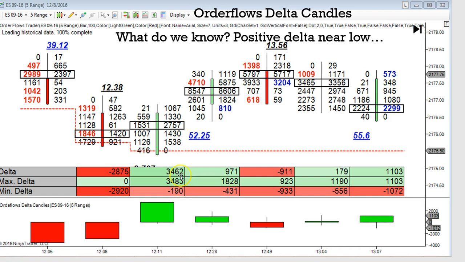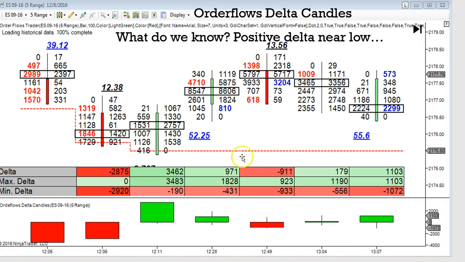3483 is the max delta. It closed at 3462. And then the next bar, again, a nice positive delta. Third bar, you got negative delta. Okay, fair enough. Next bar, kind of a small delta, 179. But then in this last bar, it's again a strong positive delta of 1100.